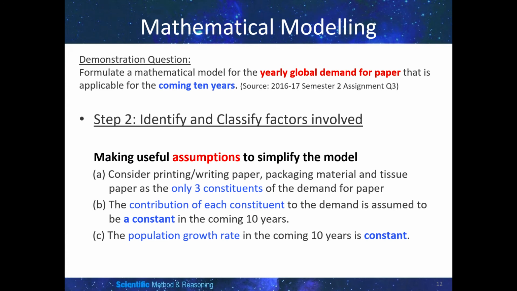And don't forget to make useful assumptions to simplify the model. In fact, quite a number of you miss out this important part, which is to make assumptions in your model. We will consider printing or writing paper, packaging material, and tissue paper as the only 3 constituents of the demand for paper, so as to simplify this model. We will also take the contribution of each constituent and the population growth rate as constant in the coming 10 years.